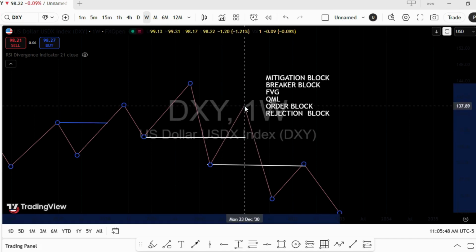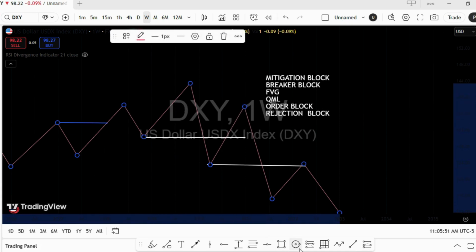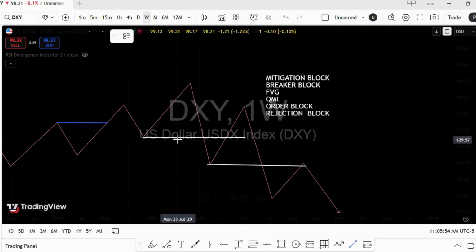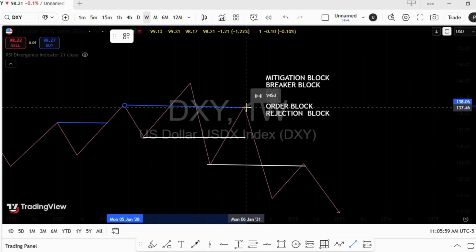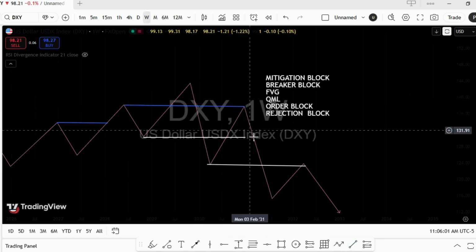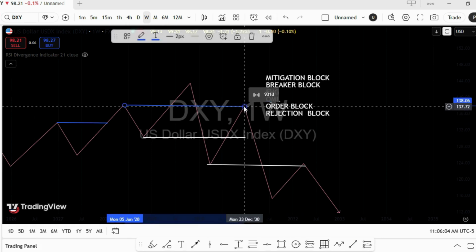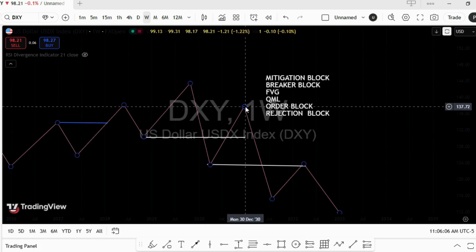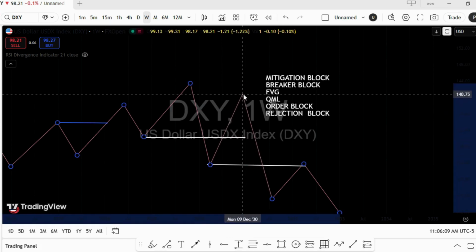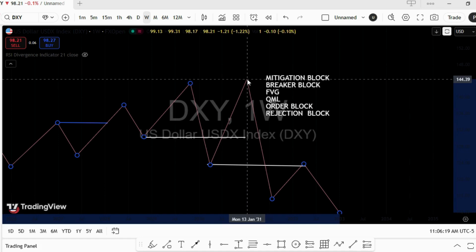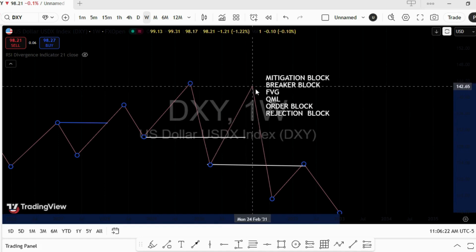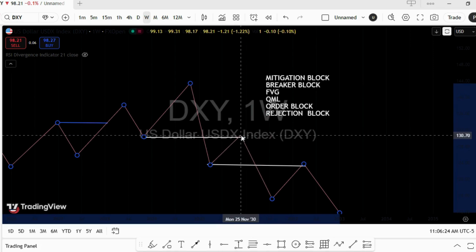What's the 2ML level? The 2ML level is here. So price will normally come here, tap into that level, the 2ML level, then it will continue moving down. If price doesn't tap into the 2ML level, it will come back and tap into the order block, the opening price of the order block. If it doesn't tap into the opening price of the order block or the mean threshold, it will normally come into the wick of the order block or the closing price, which is called the rejection block.